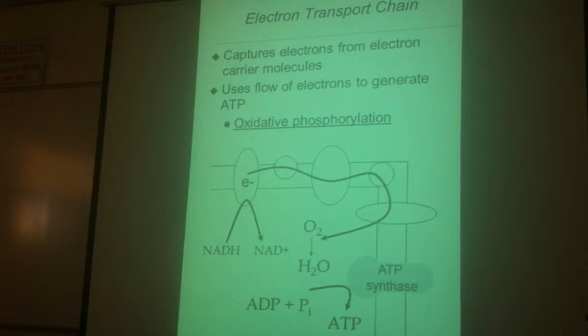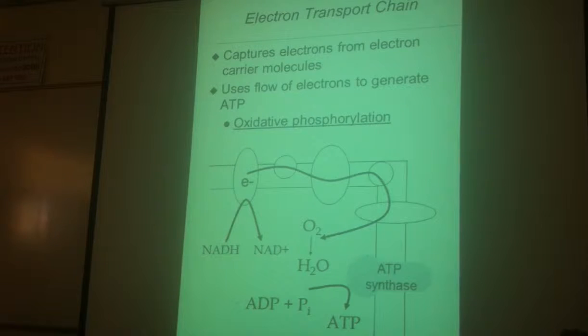Substrate level phosphorylation, right? This is oxidative phosphorylation. This is what's done by the electron transport chain. Electrons get passed on until it finally ends up with oxygen. That's the terminal or final electron acceptor. Okay? All right, that's where the electrons end up. And in this process, ATP is made. The enzyme that makes ATP is called ATP synthase.